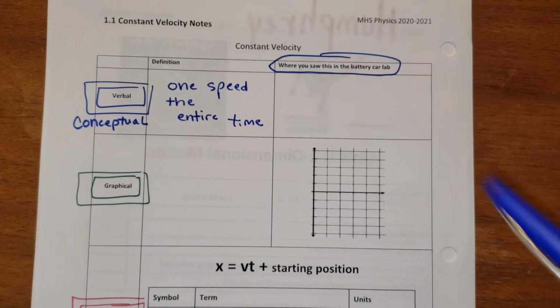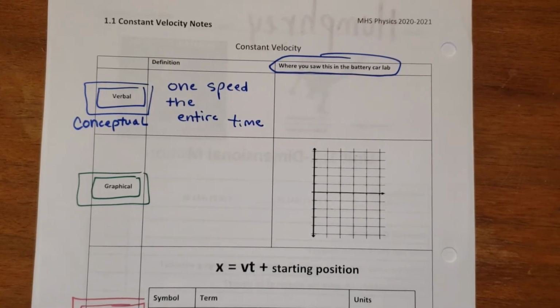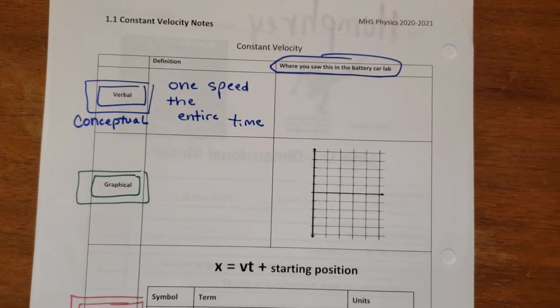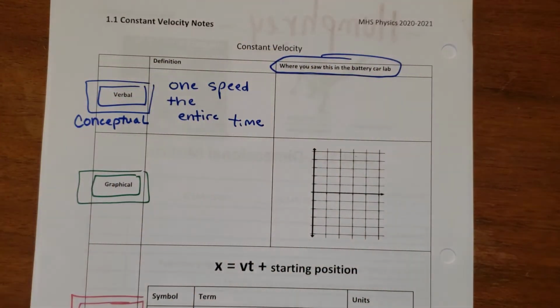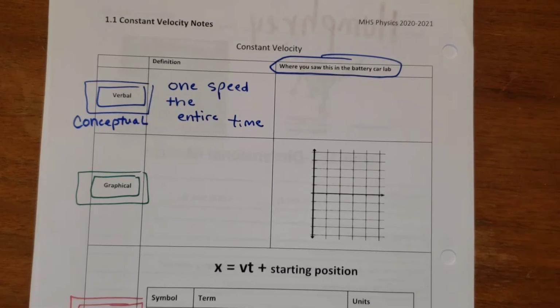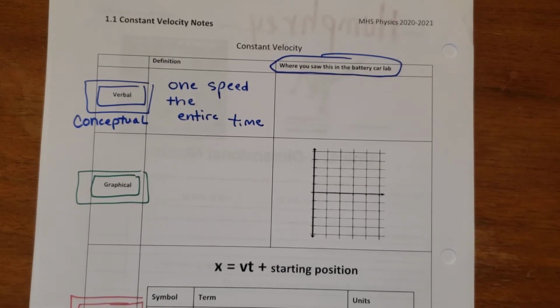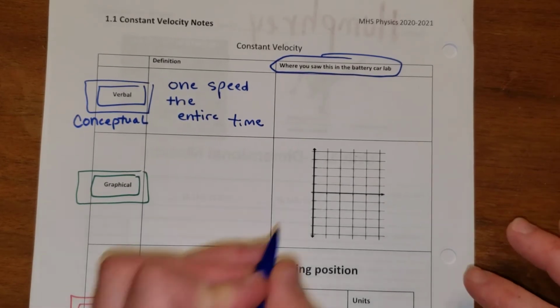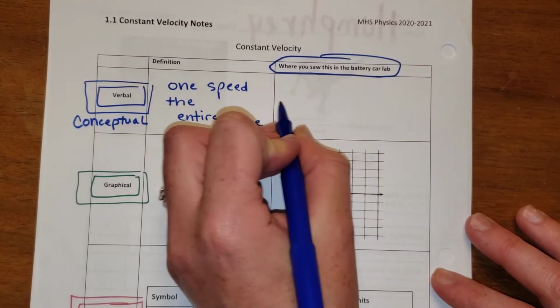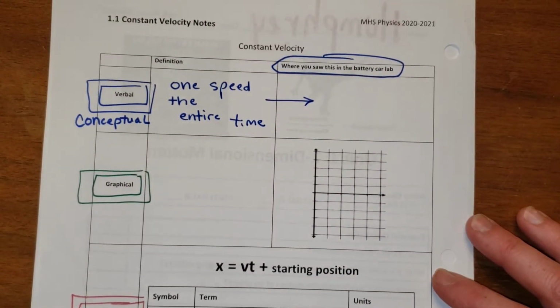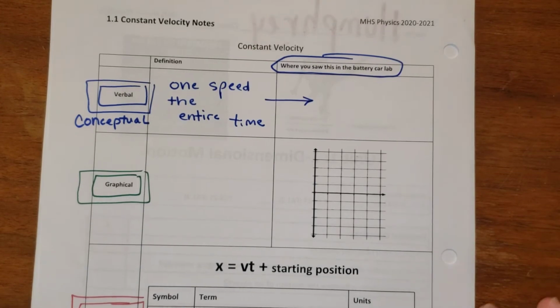And so it says where you saw this in the battery car lab. And if we were in real person school, we would be doing a lab where we have a car that goes across our paper at one speed the entire time. And when we see that car going across our paper at one speed the entire time, we can have confidence that that car is traveling at a constant velocity. I'm not going to write anything there because, well, we didn't do the lab.